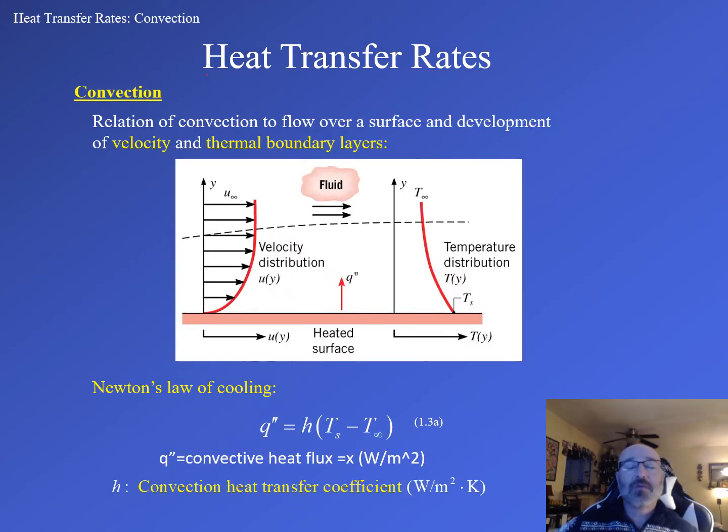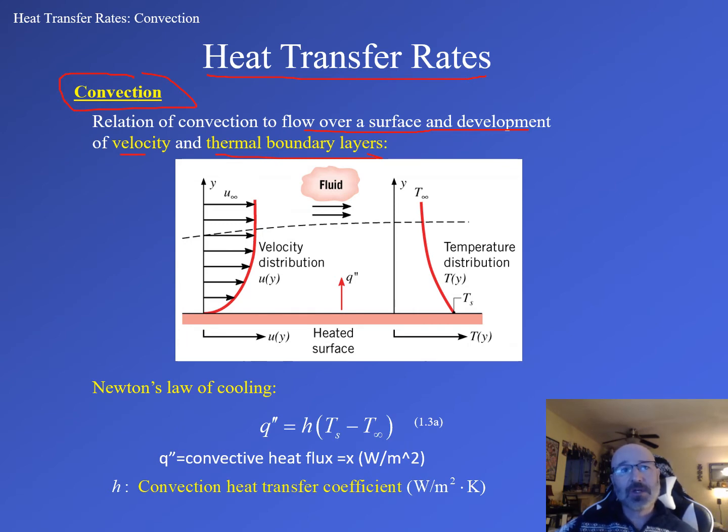So now if we continue on with our heat transfer rates, but now looking at convection, this is going to be the relation of convection to flow over a surface and development of our velocity and our thermal boundary layers. So if we look at this diagram down here, take a look at the main components first, and this is something that I want you to always do, even as you're solving problems for homework, example problems, or exams, is to really take a look at the diagram and try to understand everything that they give you in it.